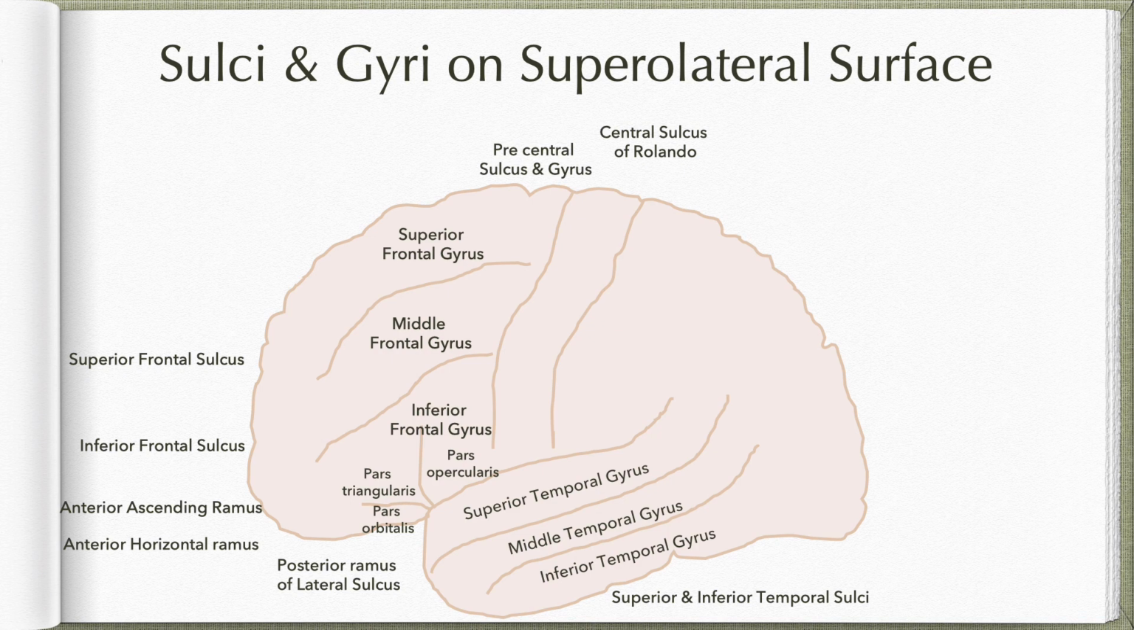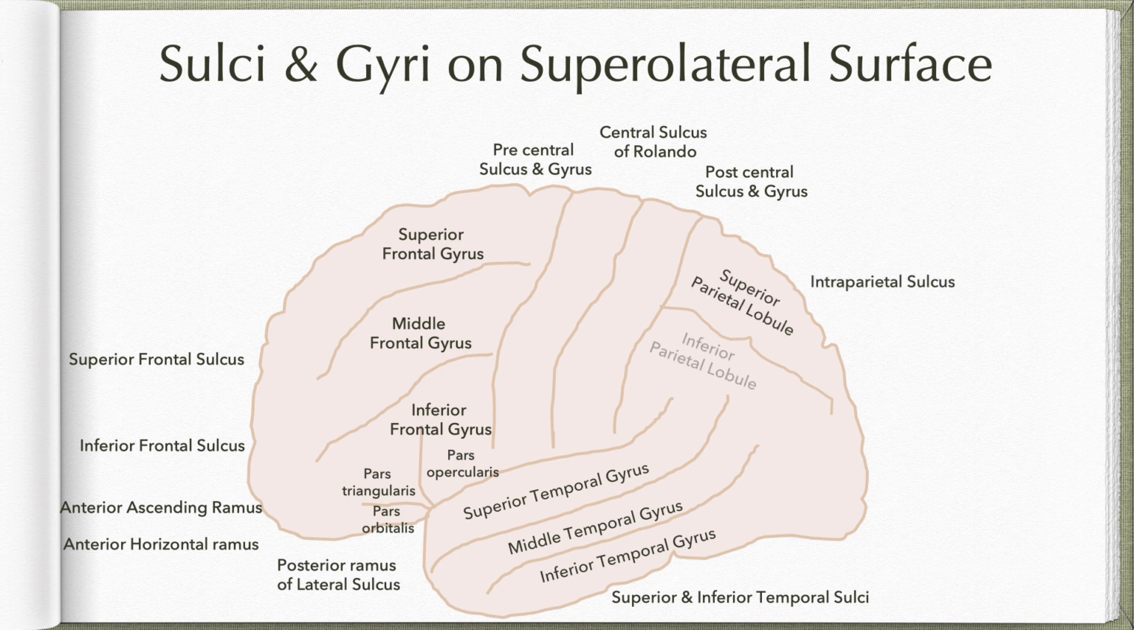Now coming to the parietal lobe. Running parallel and posterior to the central sulcus of Rolando, we have the postcentral sulcus. The area between the central sulcus and postcentral sulcus is the postcentral gyrus. The rest of the parietal lobe is divided into 2 parts by the horizontally running flower bracket shaped intraparietal sulcus. This intraparietal sulcus divides the area into the superior parietal lobule and the inferior parietal lobule. Please note, we are not using the word gyrus here.